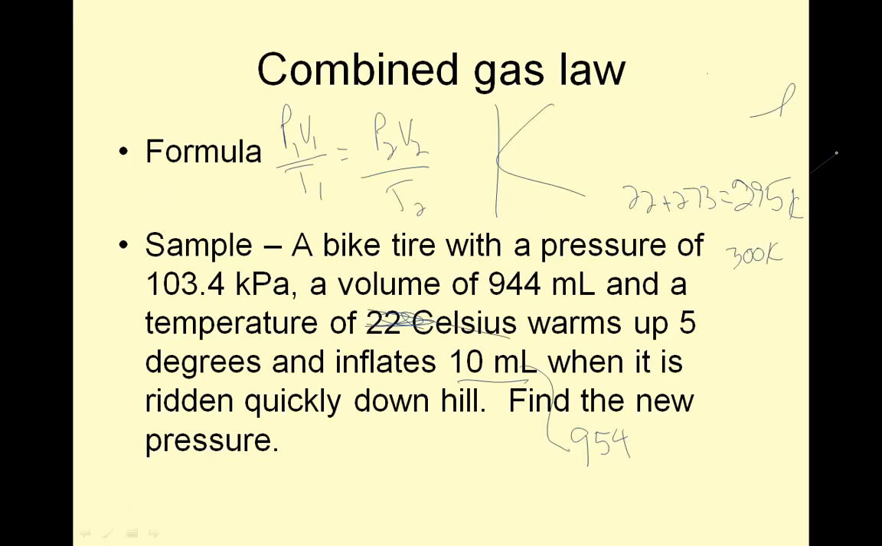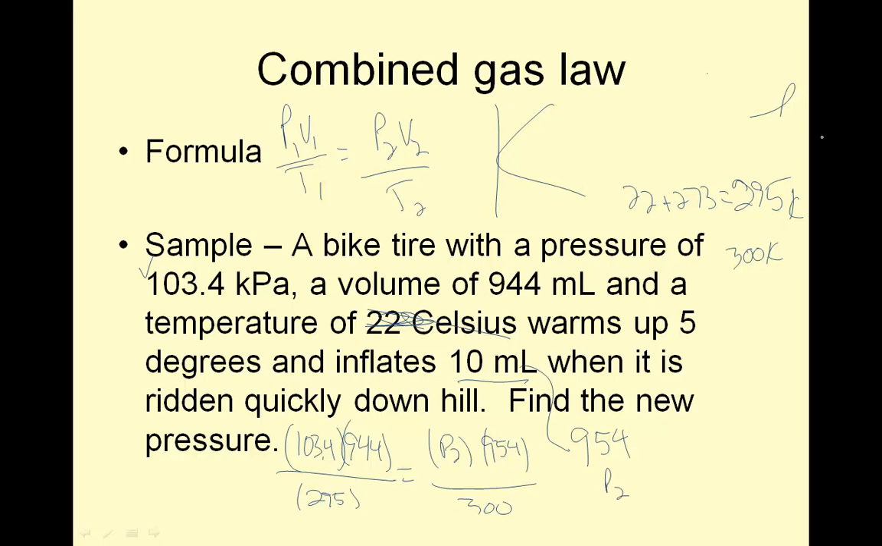Oh, look, here we go. Find the new pressure. So we've got P1. I'll hop back to this, I guess. P1 is 103.4 kilopascals. Check. V1 is 944. Now I don't have to change these units because it'll be the same on the other side. I do have to change the temperature though. 295 equals P2, which is what I'm solving for, V2, which is 954, over T2, which is 300.